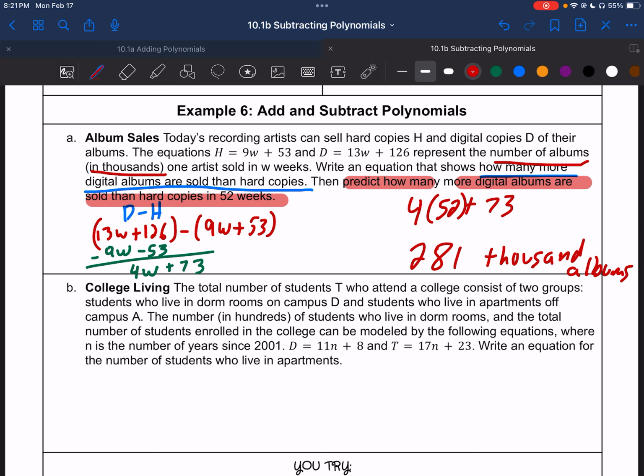All right, letter B, we have college living. The total number of students, T, who attend a college consists of two groups: students who live in dorm rooms on campus, D, and students who live off campus in apartments.